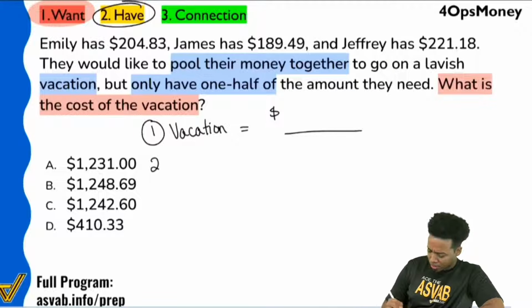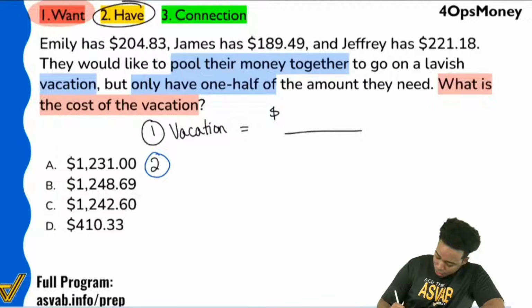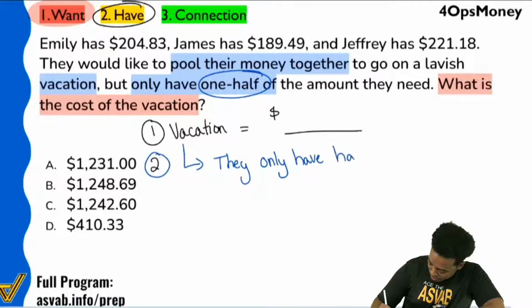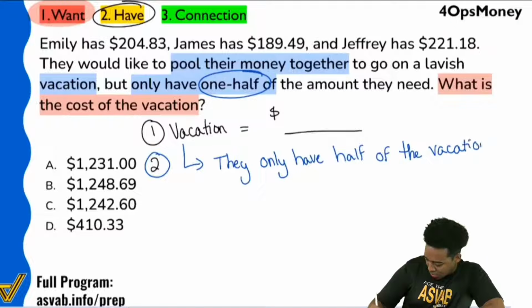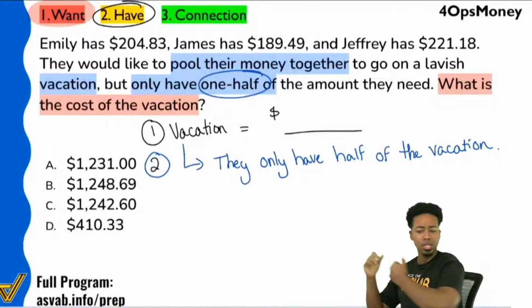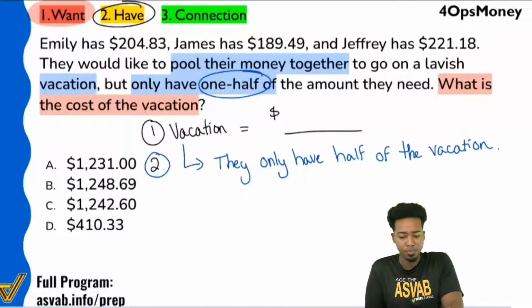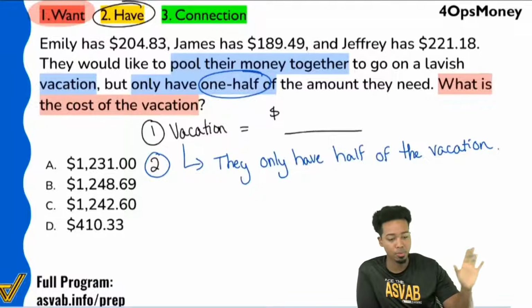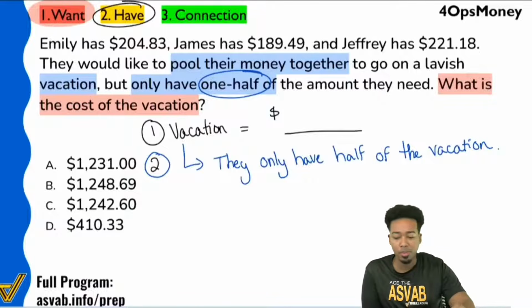And everybody, do you agree with me if I say that in number 2, the information that I'm writing down, I can write they only have half of the vacation. Is that fair to say? Is that a truthful statement that we can understand? So now that we have an agreement here, I'm going to wait a couple more moments because I know some people have somewhat of a time delay. So I'll give you a moment there.